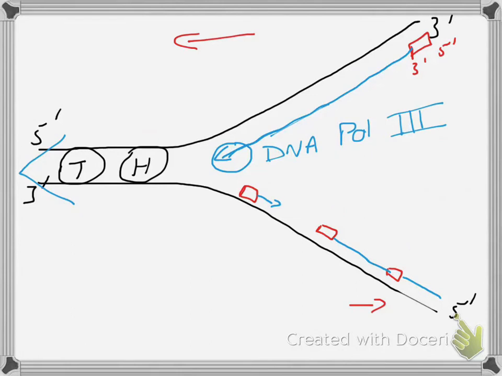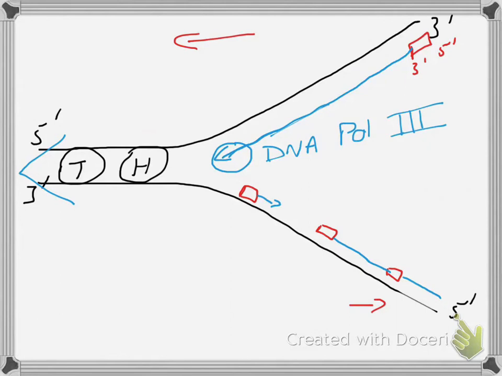So now that we're starting to build these fragments of DNA for our lagging strand, we call these things Okazaki fragments. So we're building these Okazaki fragments. The problem that the cell has, though, is that they're in pieces, and we have to stitch them together. We have to get them together, and there's RNA in between them all.